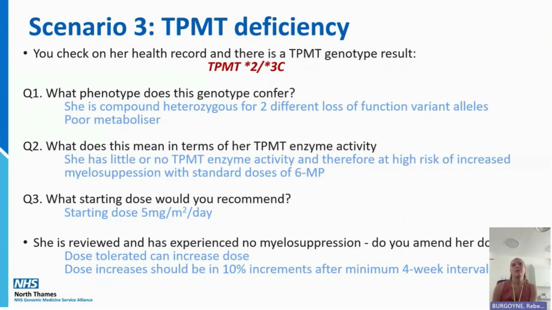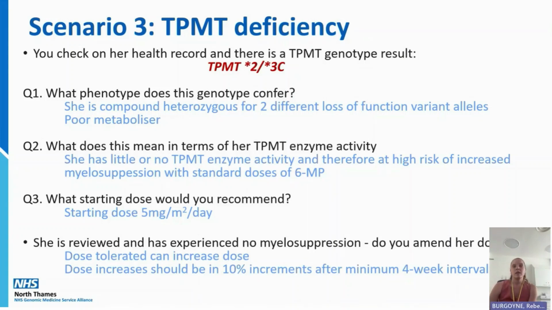And then the final scenario is a TPMT deficiency. So you now check on her health record, and there is a TPMT genotype result that reads below. It's TPMT *2 *3C. So this time, this suggests she is a compound heterozygote for 2 different loss of function variant alleles, which means that she is a poor metabolizer. This therefore means that she has little or no enzyme activity, and therefore at a really high risk of increased myelosuppression with standard doses of 6-MP. So the starting dose that we would recommend here would be that small dose of 5 milligram per meter squared per day.